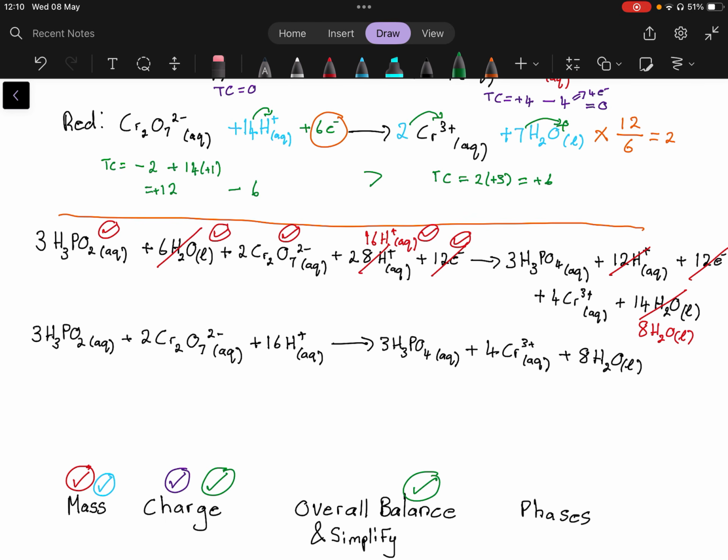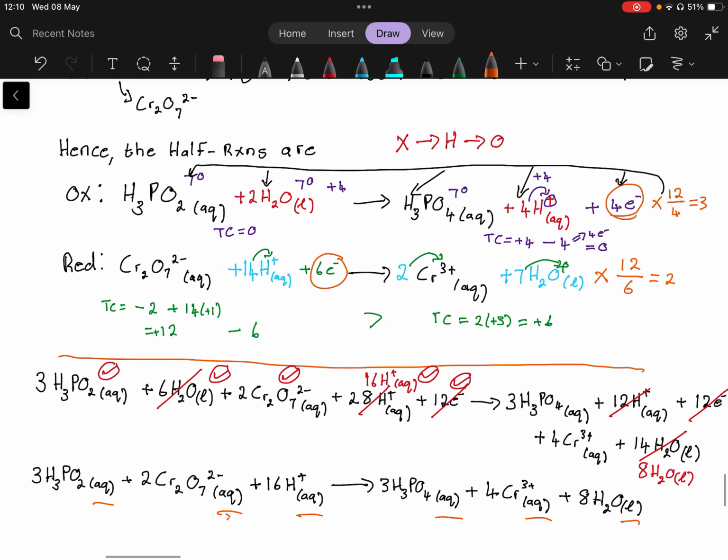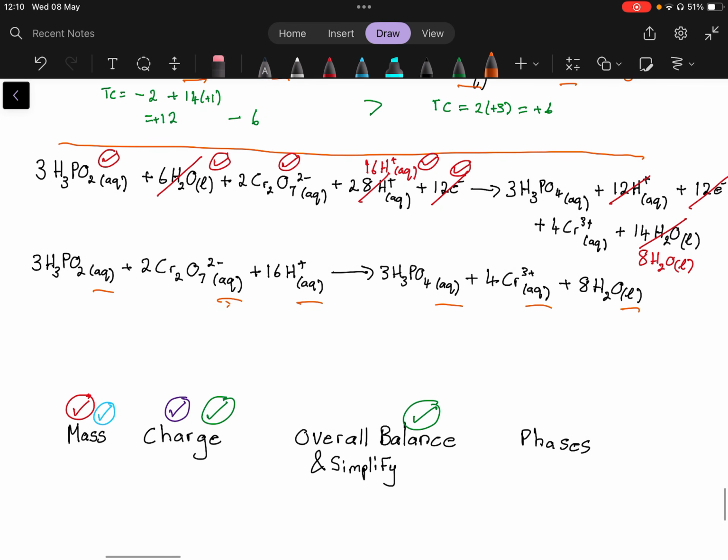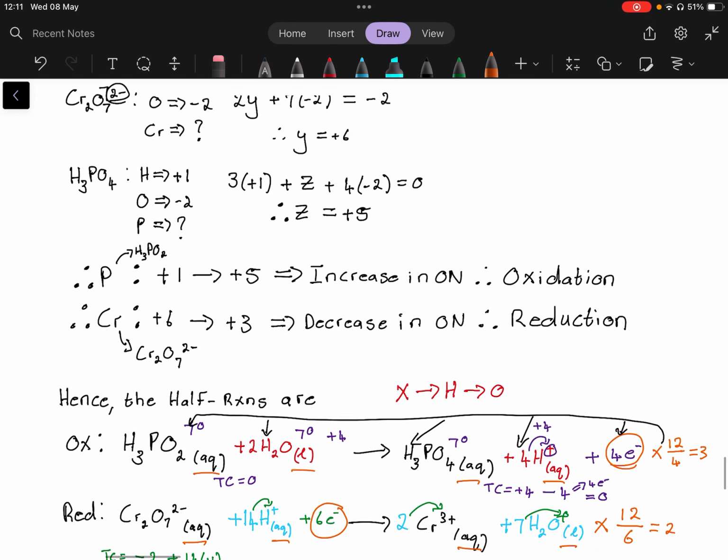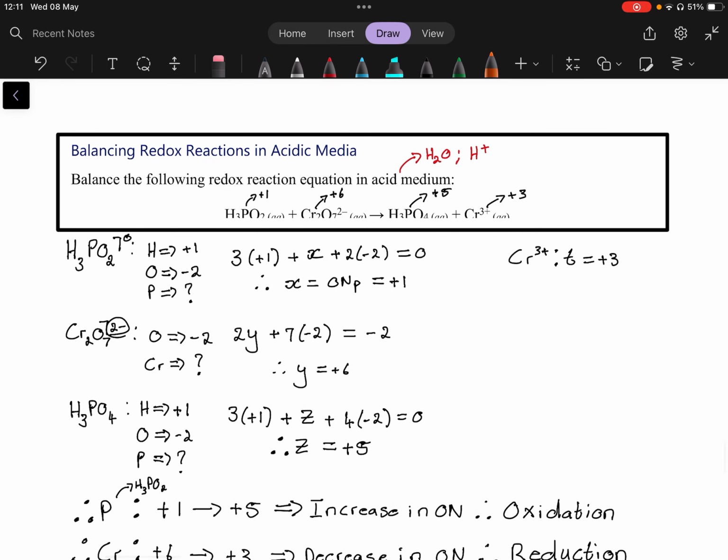The last thing to check is just that we've written all our phases. So we have a phase there, phase there, phase there, phase there, phase there, phase there. And in our half reactions, we also wrote all our phases. Okay, so we have all our phases. And that is the balanced equation, given what we were given.